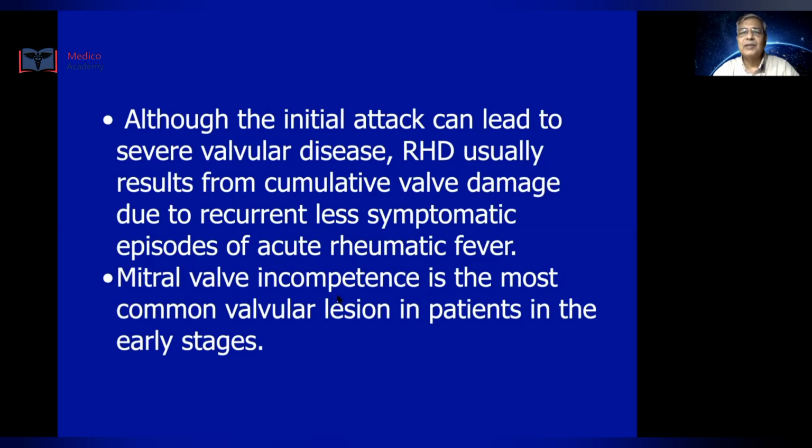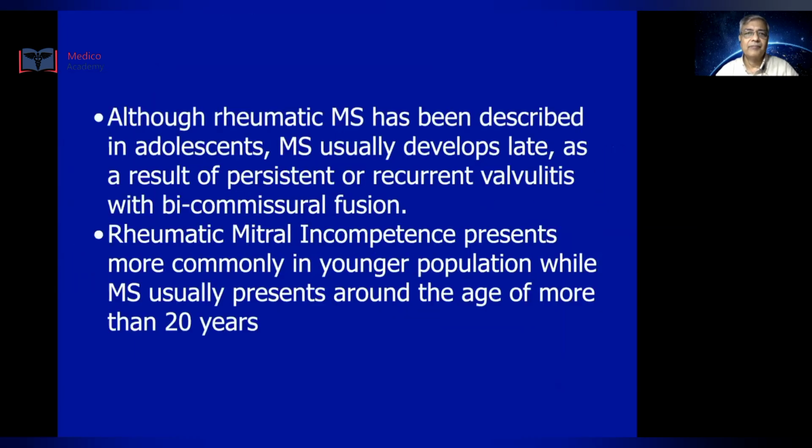Mitral valve incompetence is said to be the most common valvular lesion in patients in the early stages of rheumatic heart disease. Mitral valve incompetence, that is MR, is most common when the patient develops the disease in early stages, and mitral stenosis occurs generally in patients in late stages.